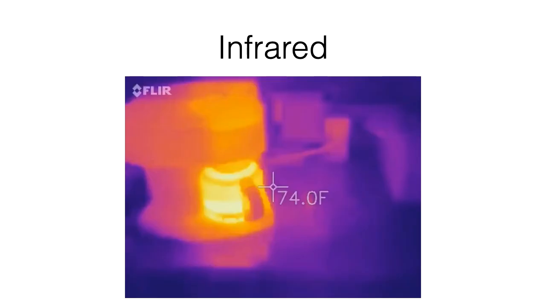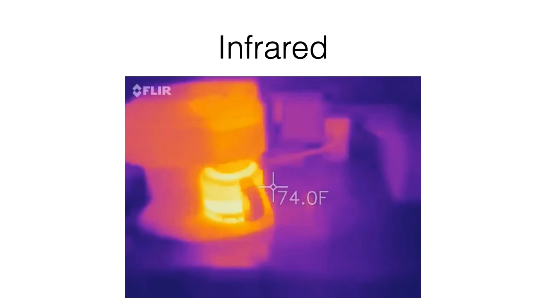Infrared, I'm a huge fan of. This is an infrared camera, so it detects the infrared light, and you can actually see things that are different temperatures, because different temperature objects give off infrared light of different wavelengths. So detecting the wavelength of light tells you something about the temperature.